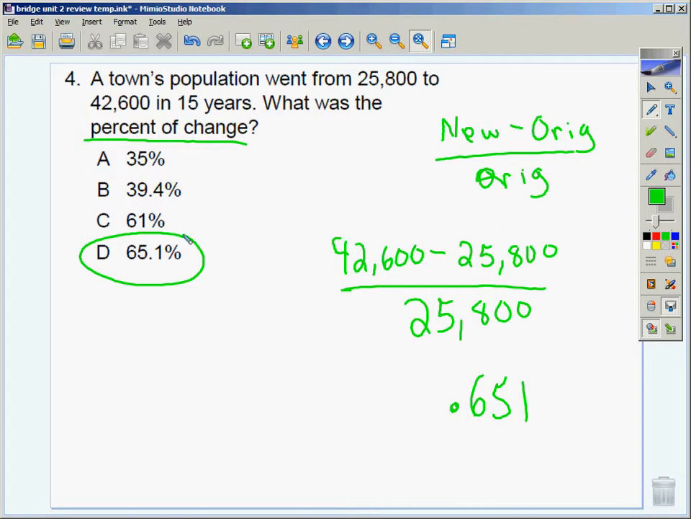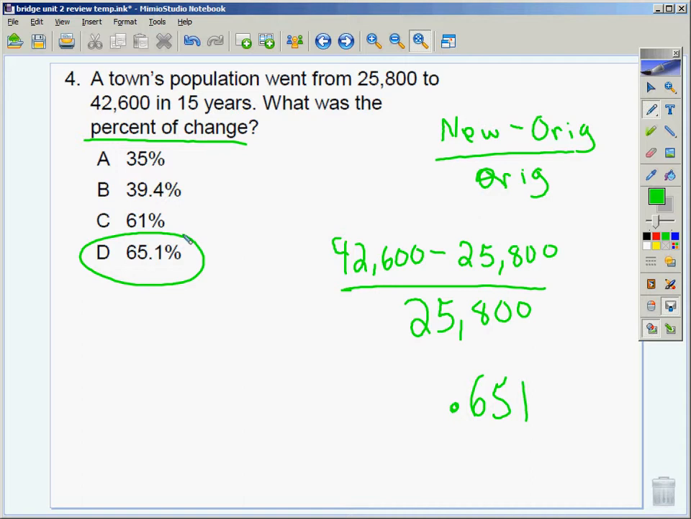Questions on number 4? Yes? Do you have your work shown anywhere? No. Without knowing where your work is, I would say that B probably came up by, instead of dividing by 25,800, you divided by 42,600. I would look at the percentage and say that's probably about what it would have come out to. Take these two and subtract them, then divide by 42,600 and see if that's what you come up with. But I bet it is.